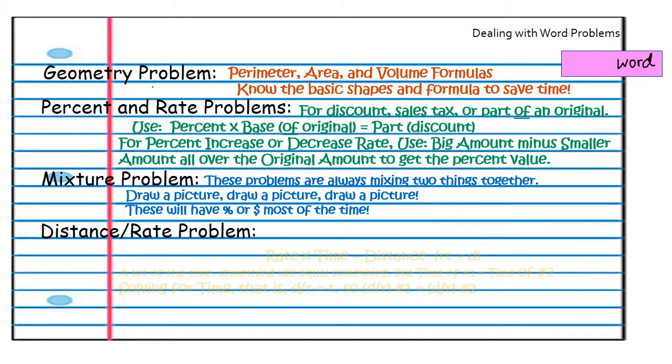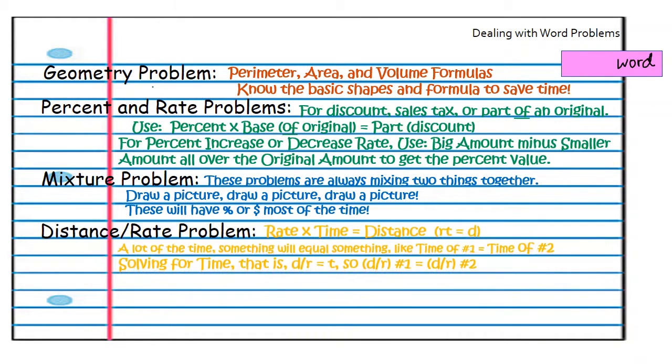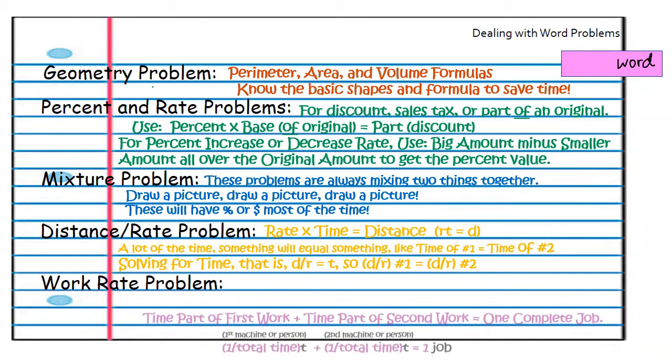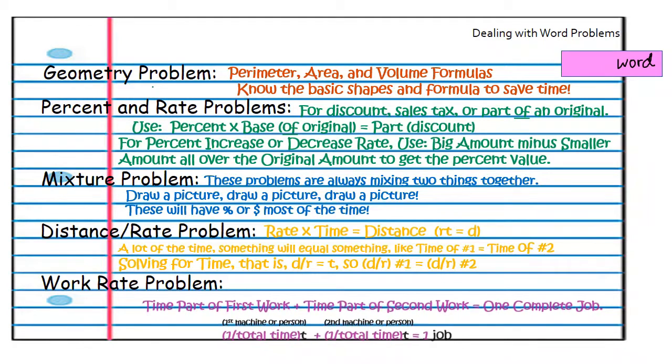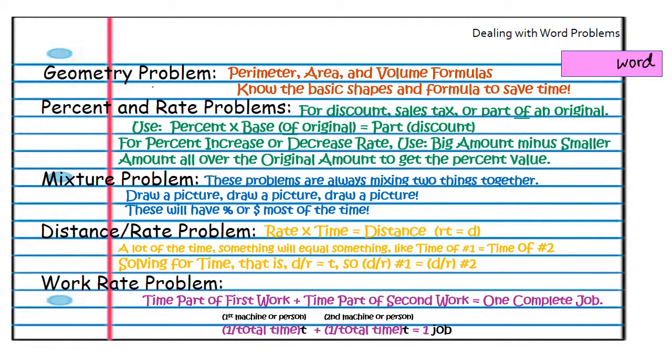Distance and rate problems are those planes, trains, and automobile type of problems. And last are work rate problems. You and a friend working together. How long will it take to complete that job? Now remember, at any time you can stop this video, go back and take a look at whatever is happening or what type of information is there.